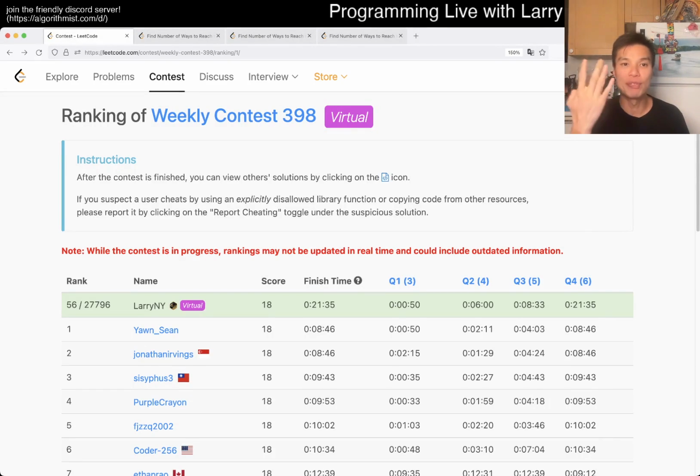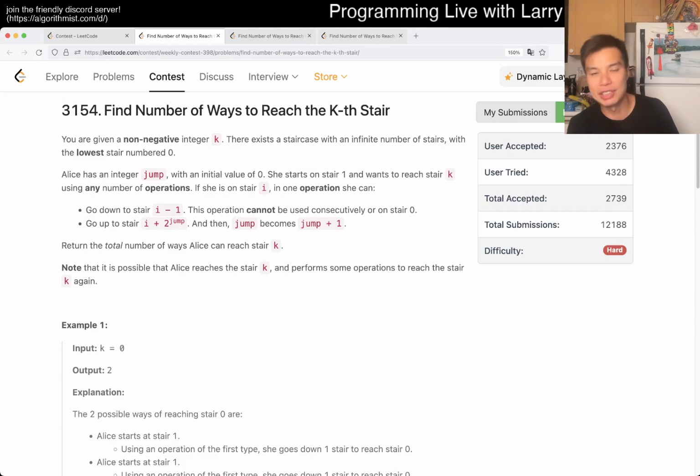This is me going with Q4 of the weekly contest 398. Find the number of ways to reach the cave stair.